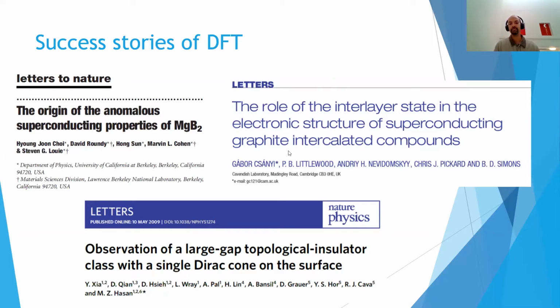Then this Nature Physics paper, and that's a really amazing paper to me. The role of interlayer states in the electron structure of superconductors, CaC6. It's a superconductor that was discovered. It has a low transition temperature. But what is exciting about this paper is that they didn't really do any complicated DFT. It was very simple DFT, but the insight that they got from that DFT was amazing. I would advise you guys to have a look at it. I really like that.